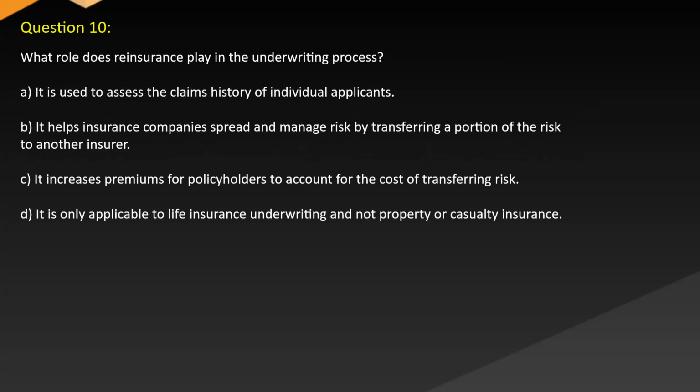Question 10. What role does reinsurance play in the underwriting process? A. It is used to assess the claims history of individual applicants. B. It helps insurance companies spread and manage risk by transferring a portion of the risk to another insurer. C. It increases premiums for policyholders to account for the cost of transferring risk. D. It is only applicable to life insurance underwriting and not property or casualty insurance.